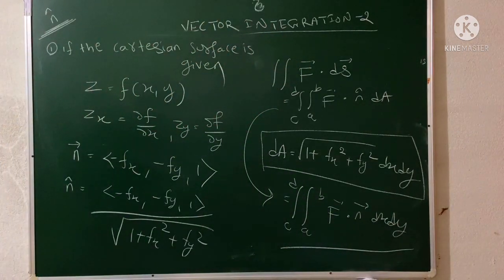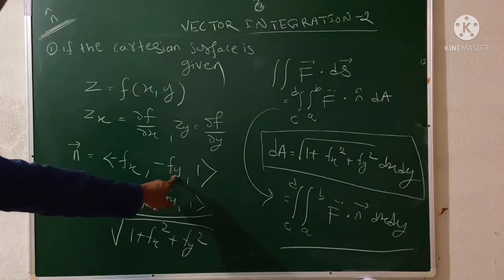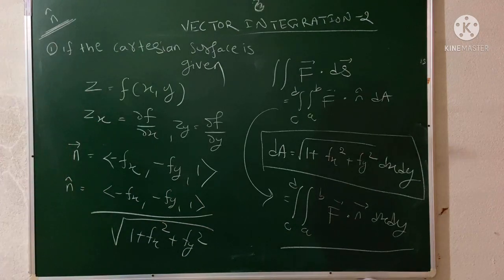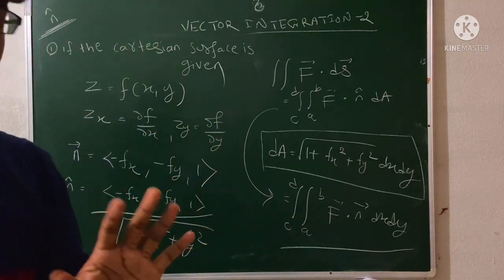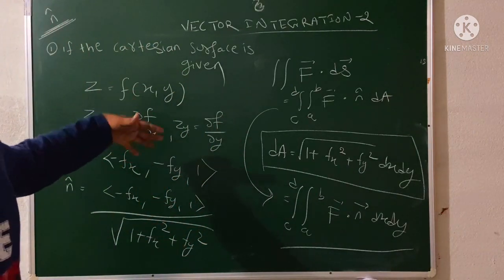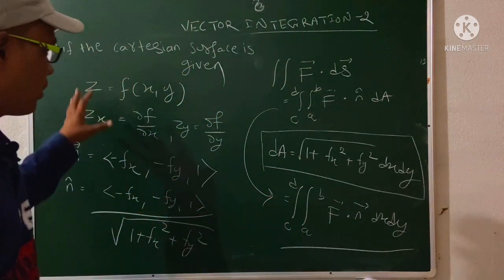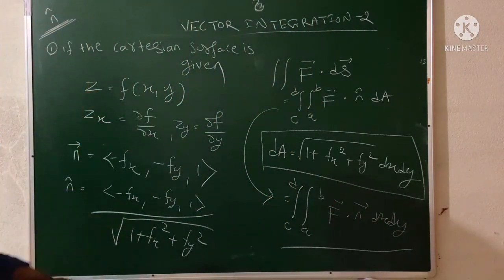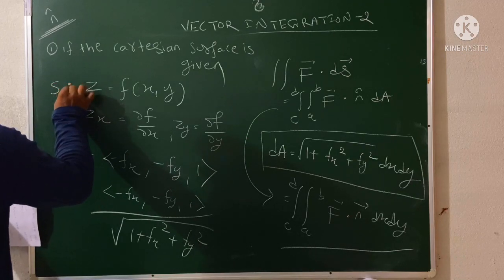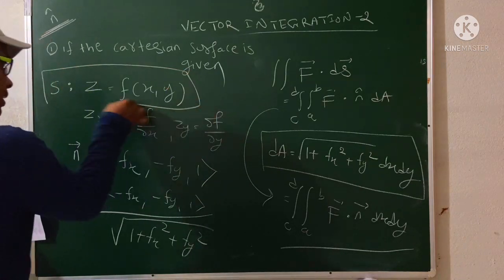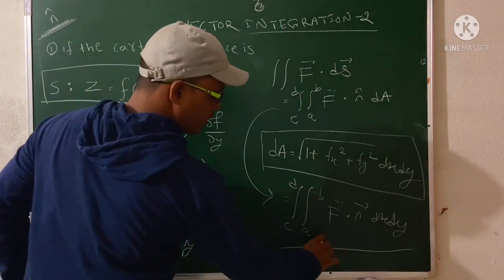But how will we find the n vector? The n vector is minus f_x, minus f_y, 1. So first we discussed how we find dA if the plane is given. But this is not a plane, this is a surface. This is generally a surface, this is not a plane. So this can be used for any surface z equal to f of x, y. Remember, this is the surface. This is important. If this is given to you, then how will you find the surface integral?